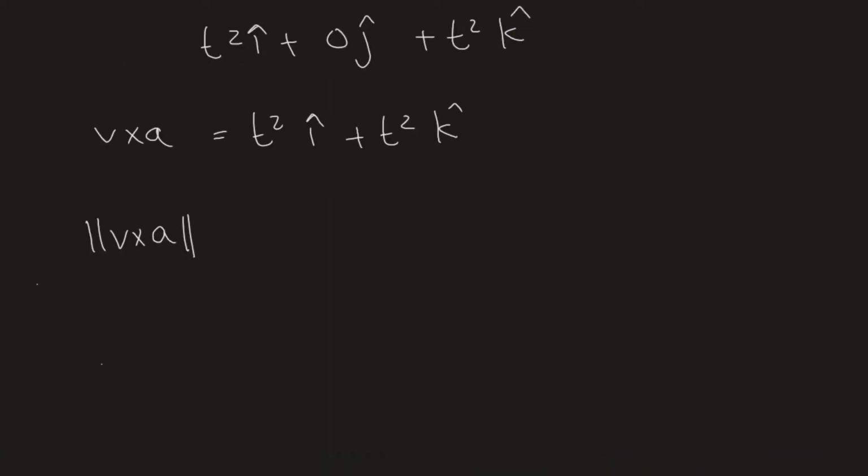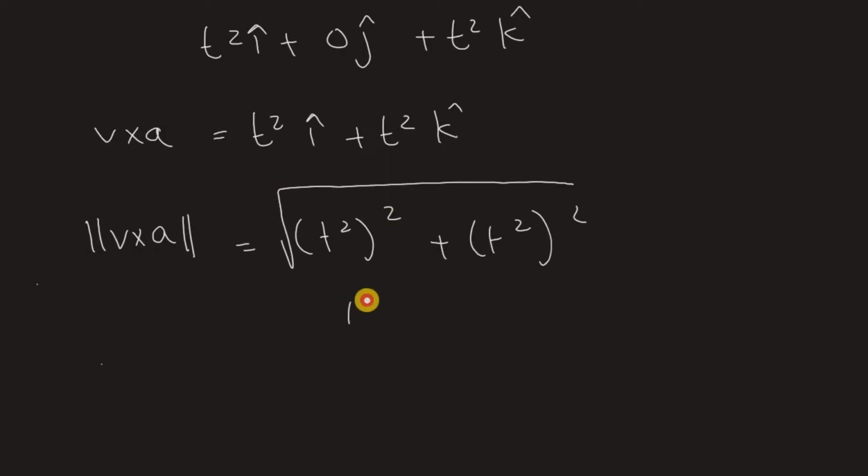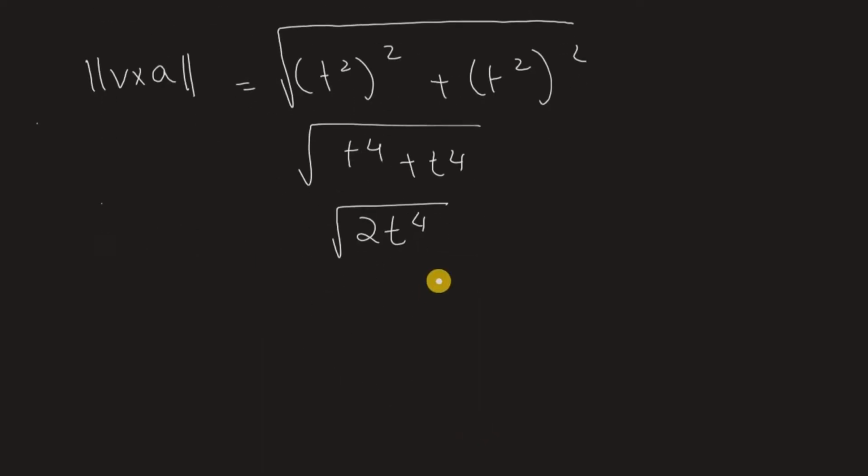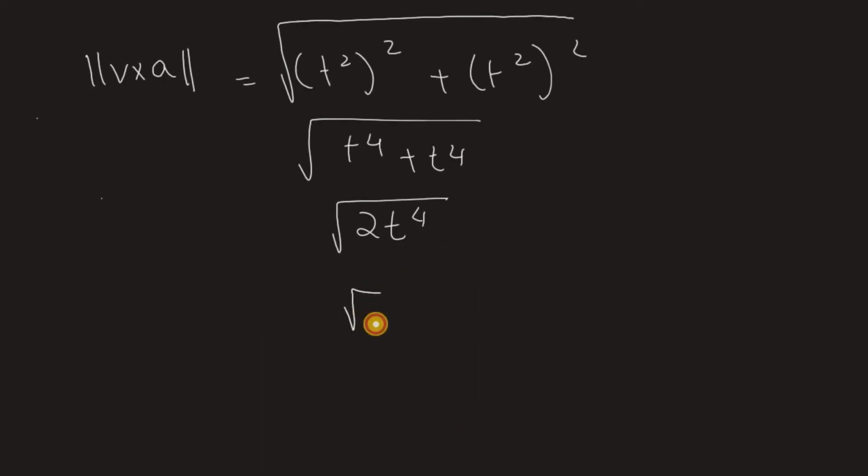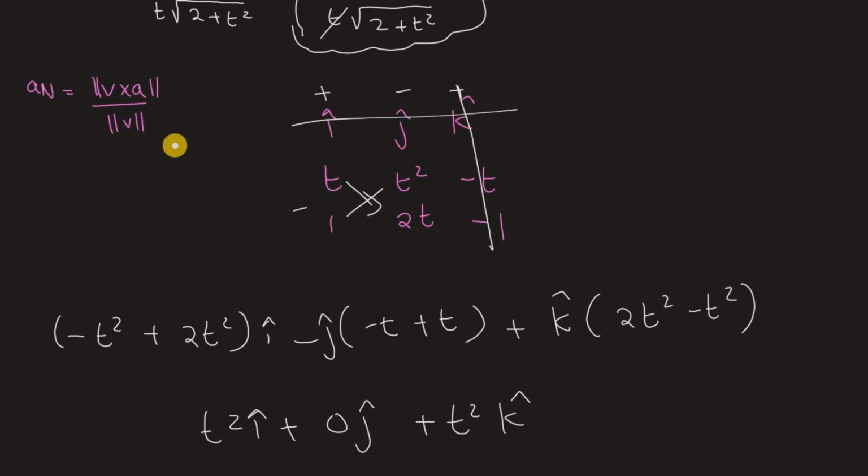So if you do the magnitude of this, you're going to square each component, right? And then square root the whole thing. So that becomes t to the power of 4 plus t to the power of 4. So you get 2t to the power of 4, and the square root of this gives you the square root of 2 times t squared. So that's the magnitude of v cross a: square root of 2 t squared. Now you're just going to divide it by the magnitude of v.